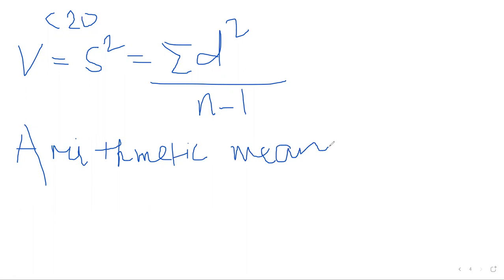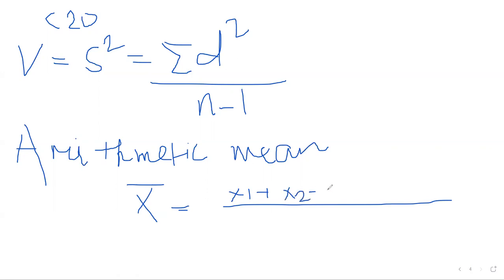See, the most probable value of a measured variable is the arithmetic mean of the number of readings taken. Suppose I have taken x1, x2, x3, x4 up to xn readings, that sum will be divided by n, where n is the number of readings. So I have to take the arithmetic mean of all the observations. That means for arithmetic mean, we can write x bar equals x1 plus x2 plus x3 up to xn, the observations I have taken, divided by n.